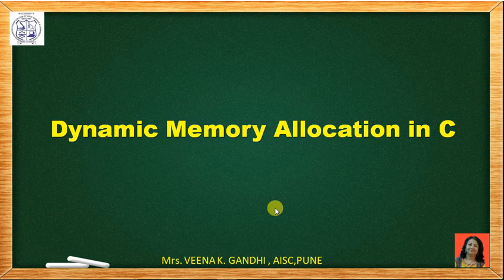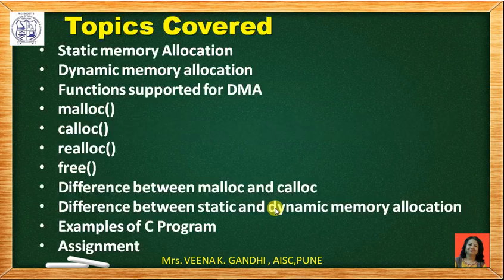I welcome you again in the Pointers series in which we will learn the subtopic Dynamic Memory Allocation in C. The topics covered in this video are what we mean by static memory allocation, then dynamic memory allocation, in which functions are supported for DMA like malloc, calloc, realloc and free. Then the difference between malloc and calloc, the difference between static and dynamic memory allocation, then examples of C programs on dynamic memory allocation and an assignment on this topic.